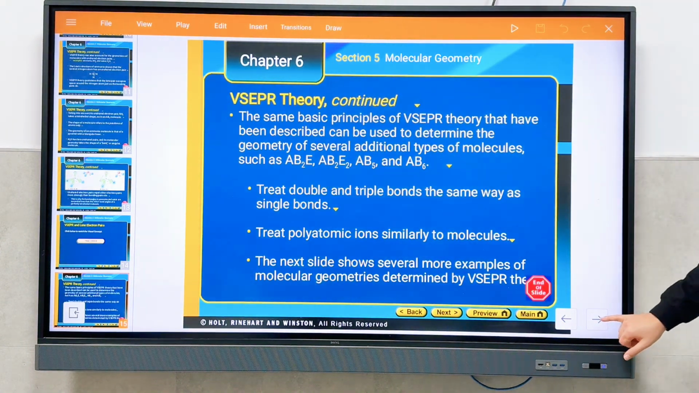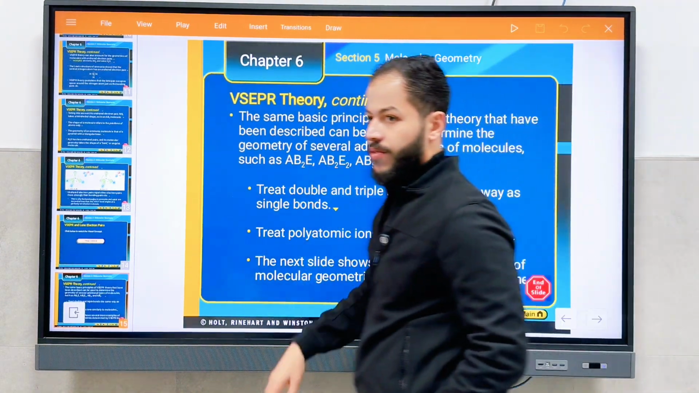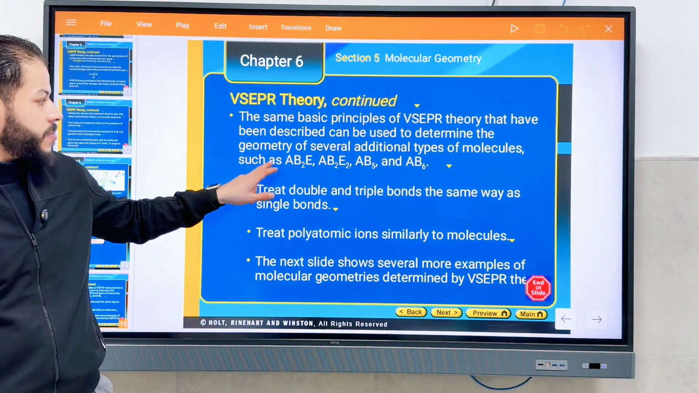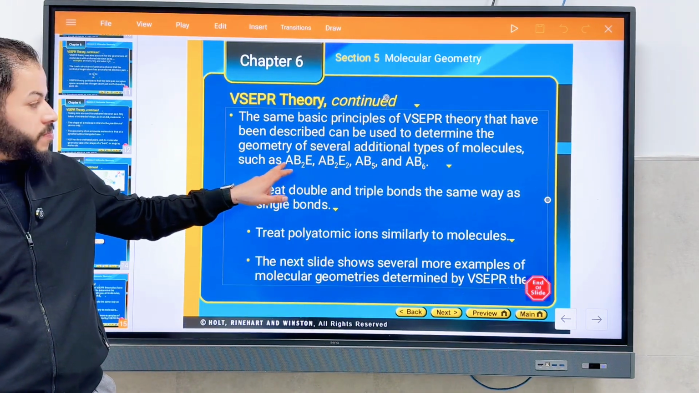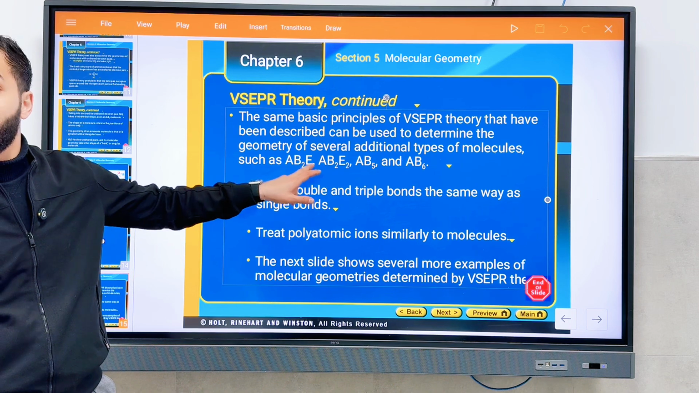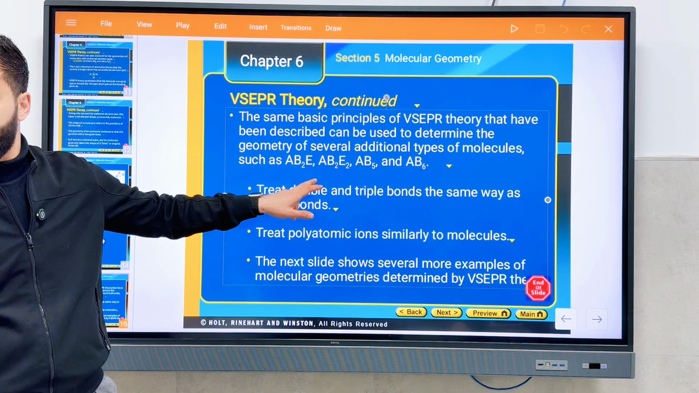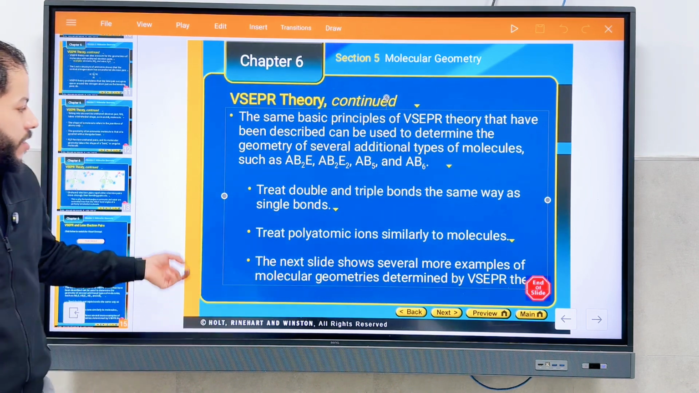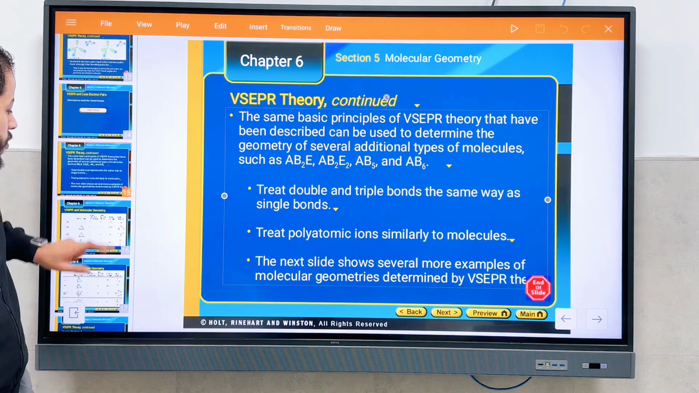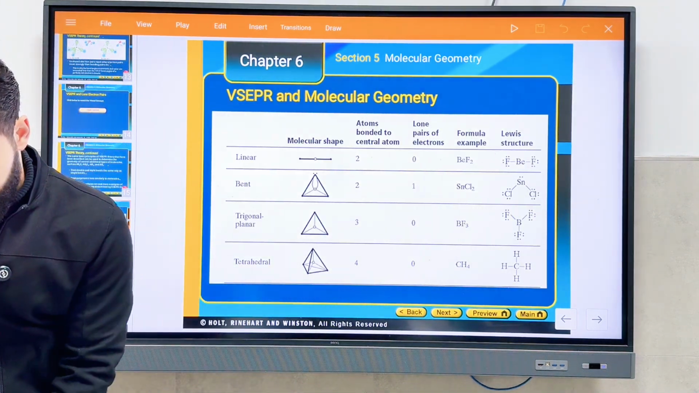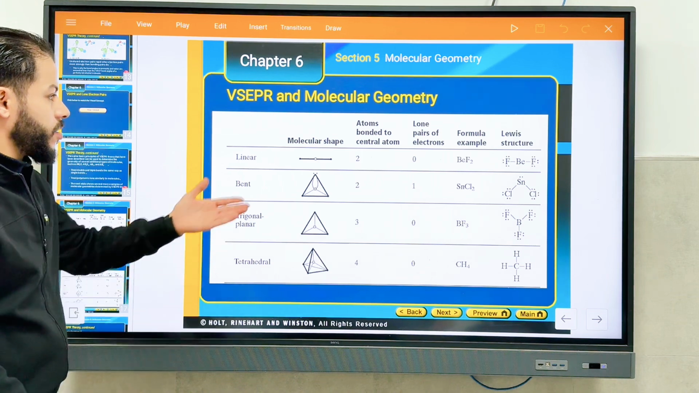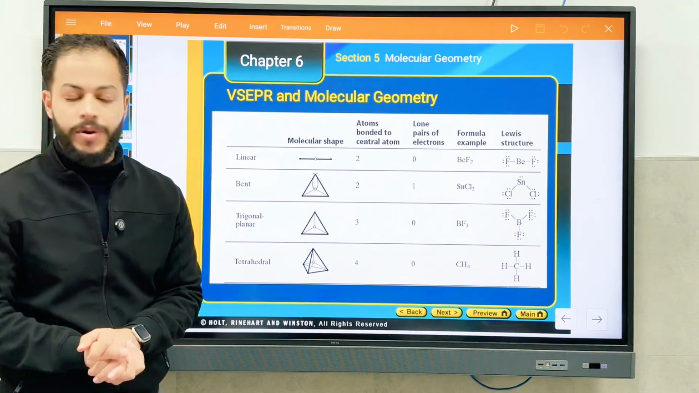Guys, we have another way to represent this. As a general formula, A represents the number of central atoms, B represents the number of atoms around it, and E represents the number of what? Lone pairs. If you want another way, yes, in the table of your book, page 178, you can see that. This is the summary of what we took.